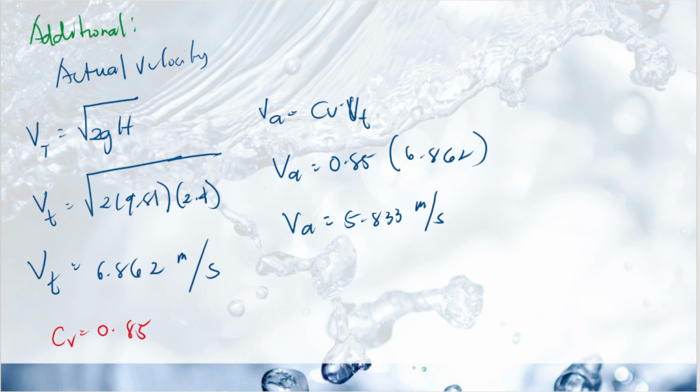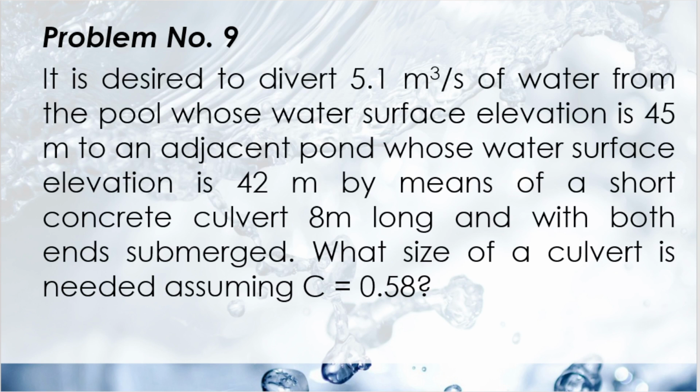Okay, so next we have problem number 9. It states here in problem number 9, it is desired to divert 5.1 cubic meters per second of water from a pool whose water surface elevation is 45 meters to an adjacent pond whose water surface elevation is 42 meters by means of a short concrete culvert 8 meters long and with both ends submerged. What size of culvert is needed, assuming C is 0.58?